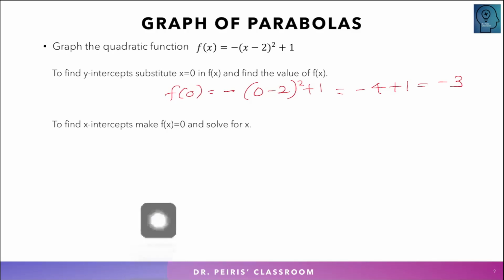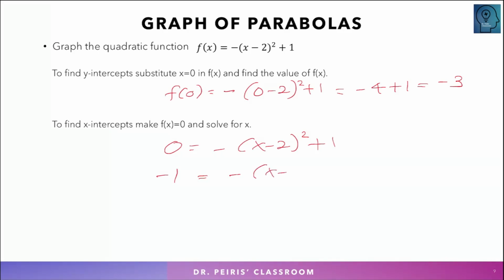And then to find the x-intercept, we substitute f of x equals 0: 0 equals minus (x minus 2) squared plus 1. Now to isolate this square, (x minus 2) squared, we subtract 1 from both sides, so it becomes negative 1 equals minus (x minus 2) squared. Now we can get rid of the minus sign on both sides, then it becomes 1 equals (x minus 2) squared. Then we take the square root on both sides, so plus or minus, the square root of 1 is 1.